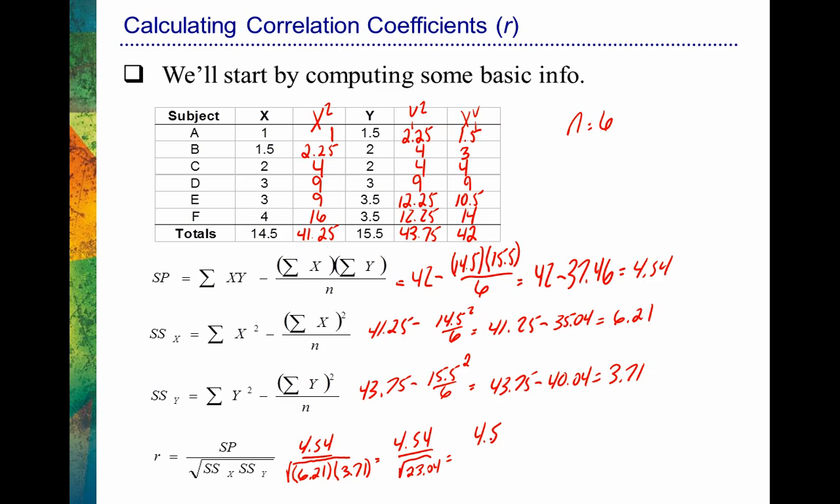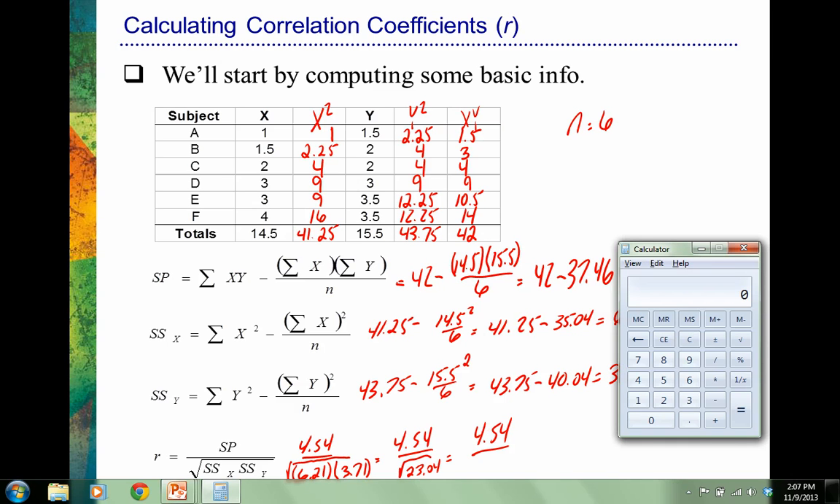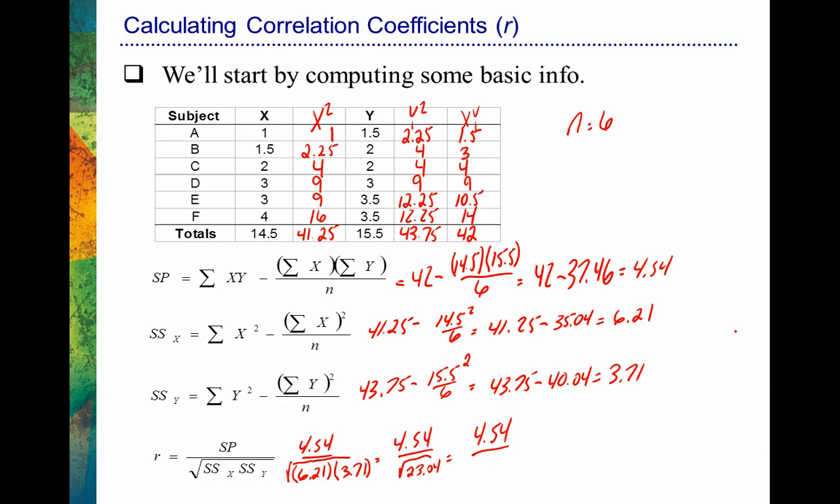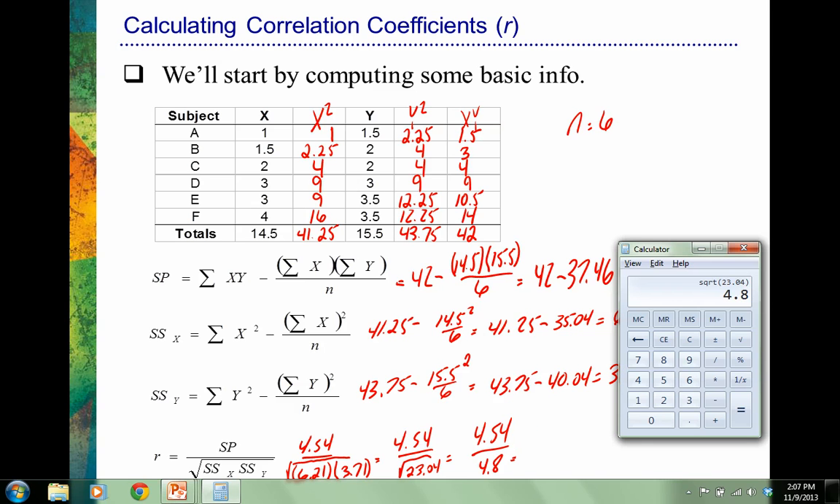So again, let's take our next step. 4.54 divided by, let's figure out what that square root is. So we kind of round as we go just so everybody can see one step at a time. So let's find the square root of 23.04. So I put in 23.04 and I click my little square root key. That equals 4.8. So we're going to divide this by 4.8. All right, finally, let's see what that equals. 4.54 divided by 4.8 equals 0.945. We'll just call that 0.95.